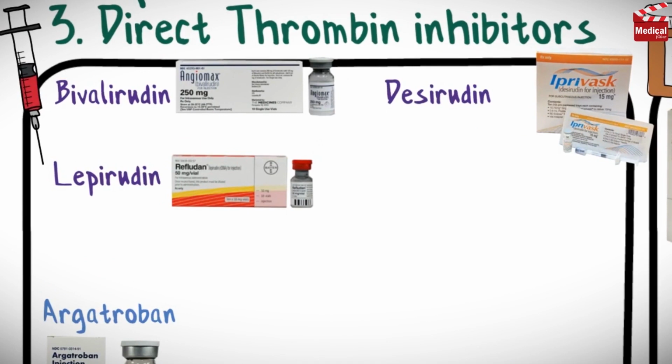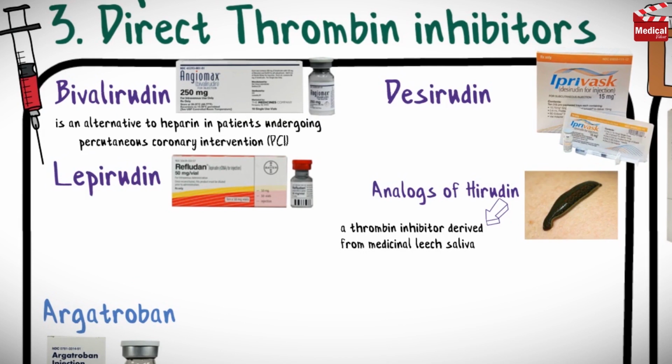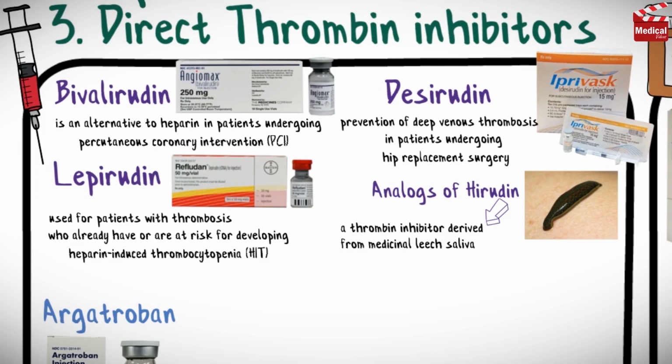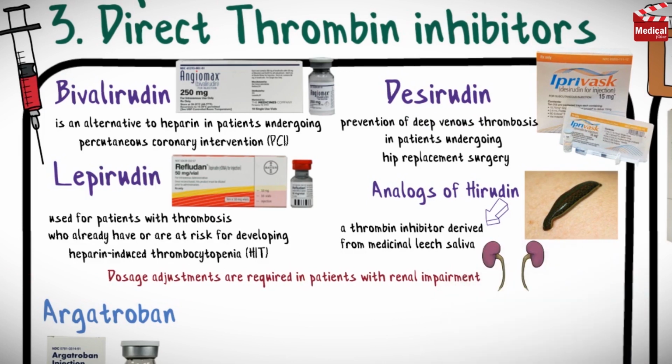Bivalirudin, desirudin and lepirudin are parenteral anticoagulant drugs that are analogues of hirudin, which is a thrombin inhibitor derived from medicinal leech saliva. Bivalirudin is an alternative to heparin in patients undergoing percutaneous coronary intervention. Desirudin is indicated for the prevention of deep venous thrombosis in patients undergoing hip replacement surgery. Lepirudin is used for patients with thrombosis who already have, or are at risk for developing, heparin-induced thrombocytopenia. Dosage adjustments for these agents are required in patients with renal impairment.